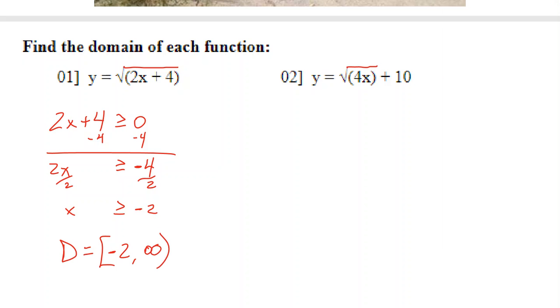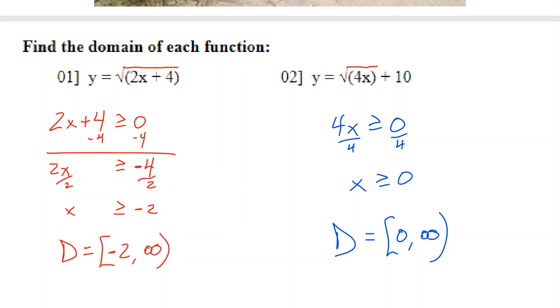Now, this guy over here, because 4x is the only thing that's under the roof, we're ignoring the 10. We're just going to say 4x greater than or equal to 0. When I divide by 4 to get x by itself, 0 divided by 4 is still 0. So x is greater than or equal to 0. Our domain is going to start at 0 and go on to infinity.